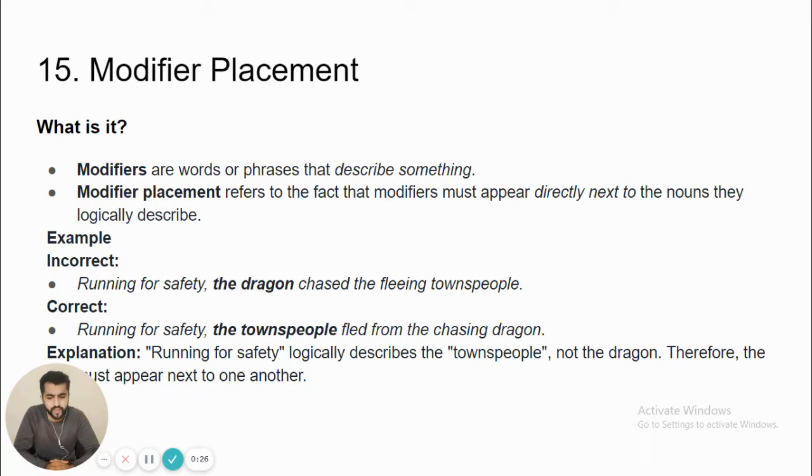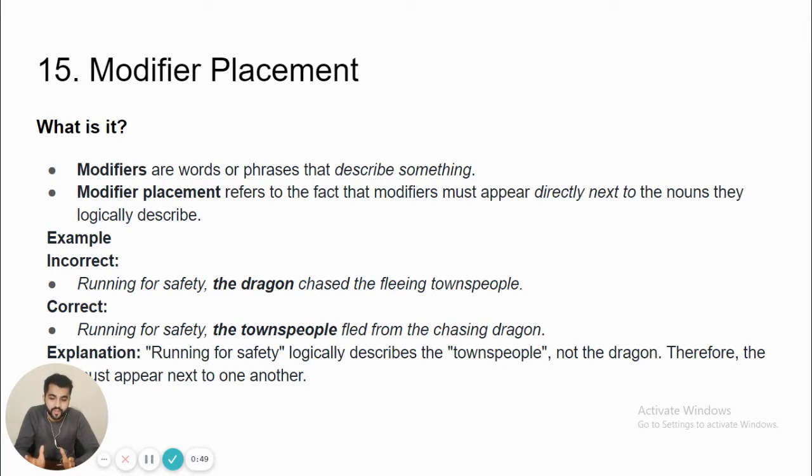An incorrect sentence would be: Running for safety, the dragon chased the fleeing townspeople. Correct is: Running for safety, the townspeople fled from the chasing dragon. Now here, running for safety is a modifier. It describes what the townspeople are doing, right? So what are they doing? They are running for safety.